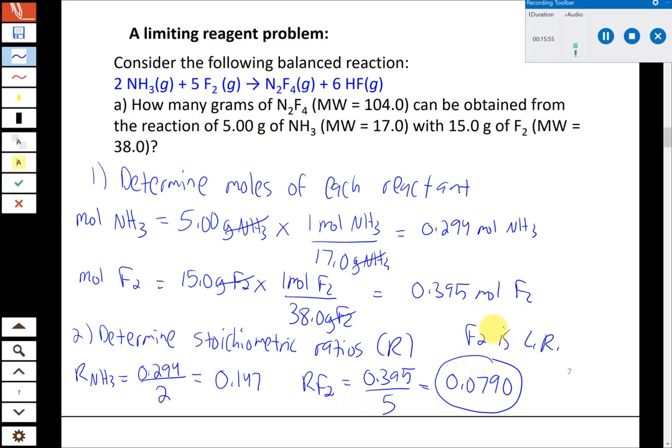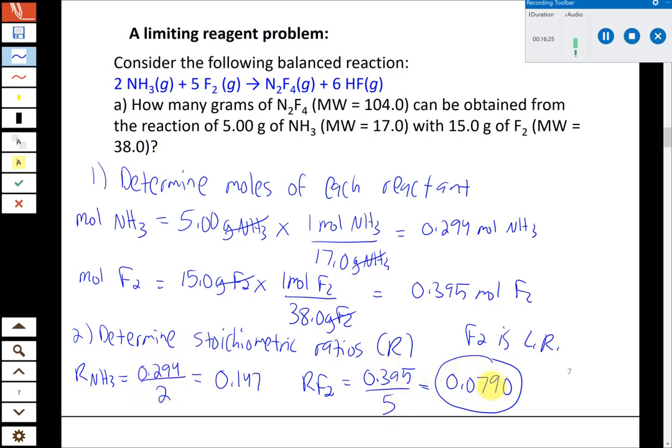I like this example too because it shows us two things. First of all, if we want to know what the limiting reactant is, we certainly cannot just look at the masses of each one. There's 3 times as much F2 in terms of mass, but it's still the limiting reactant. We also can't just look at the number of moles that we have. We have more moles of F2 than NH3, yet F2 is still the limiting reactant. So if you're going to identify the limiting reactant in this way, you have to calculate the stoichiometric ratio by taking the number of moles and dividing it by the coefficient.